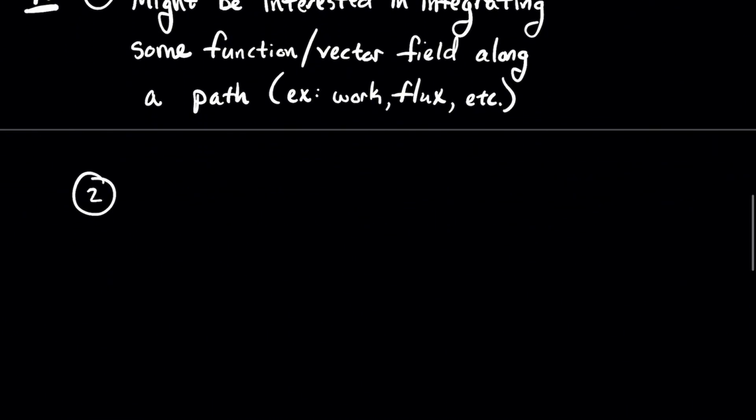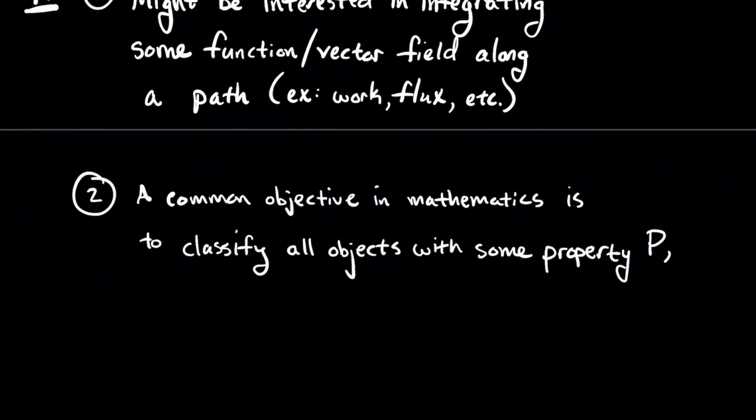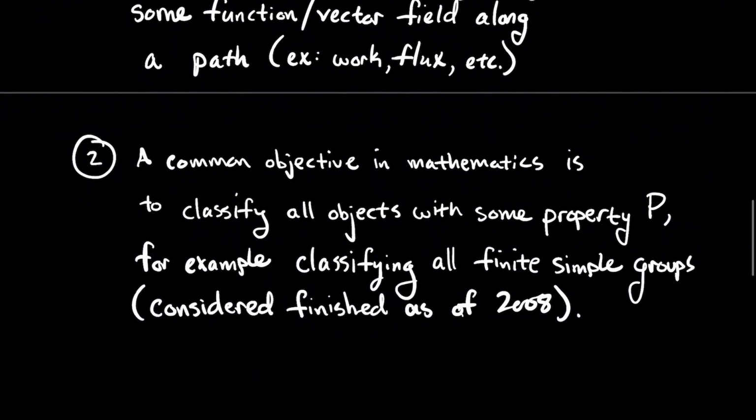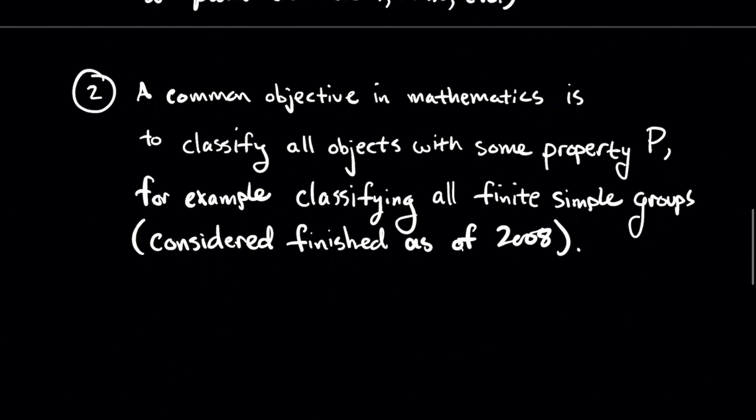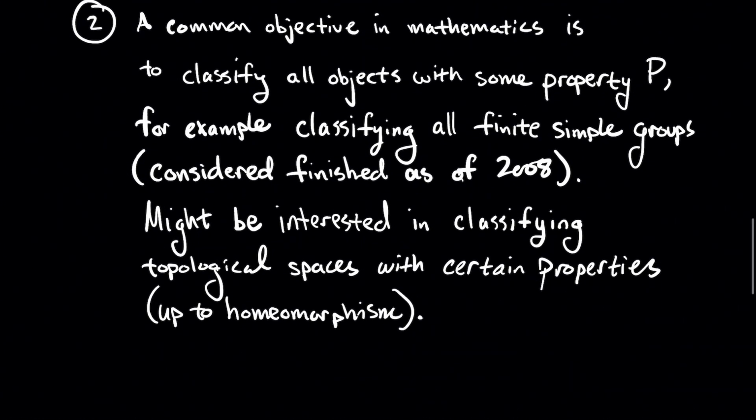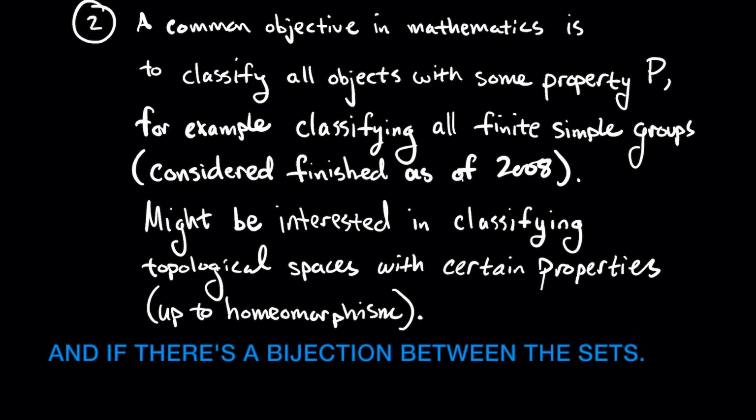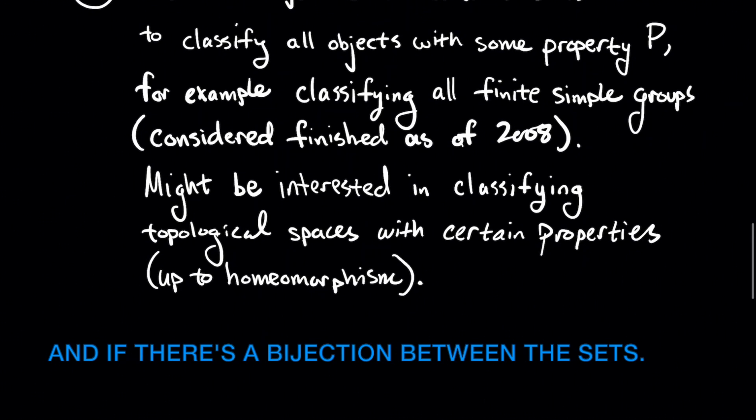A second answer is that a common objective in mathematics is to try to classify all objects with some property P. For example, classifying all finite simple groups was a problem that took a little over 100 years, and it's considered finished as of 2008. So we might be interested in trying to classify topological spaces that have certain properties. We'll classify these topological spaces up to homeomorphism, meaning we're going to say 2 topological spaces are pretty much the same as long as there's a one-to-one correspondence between the things that we call open in each topological space.